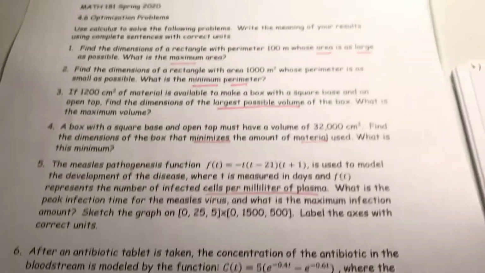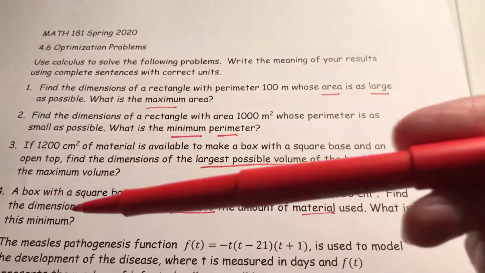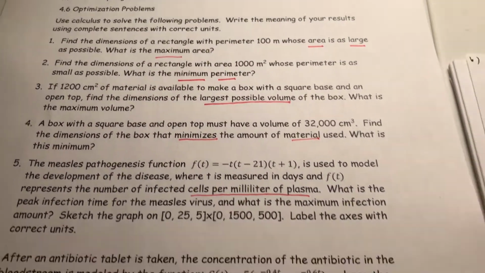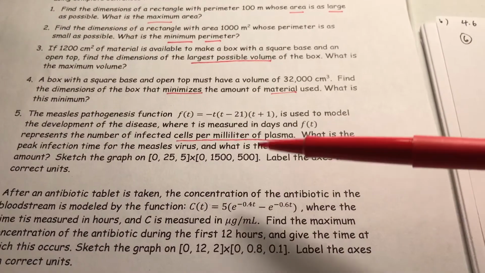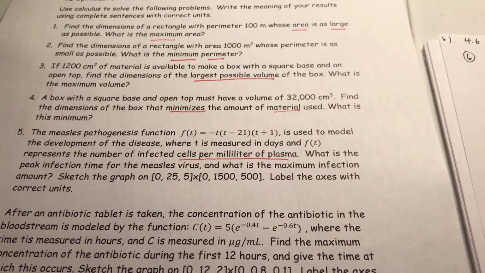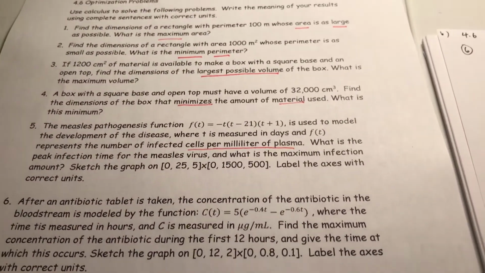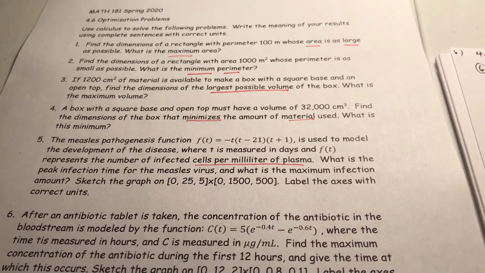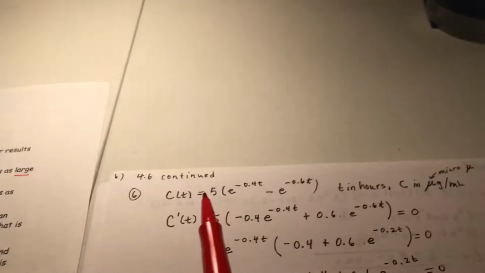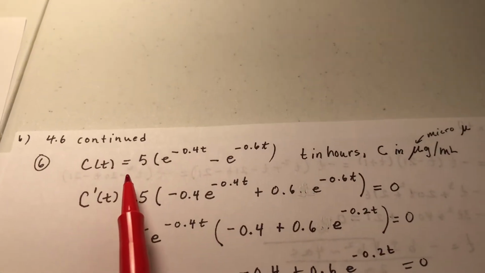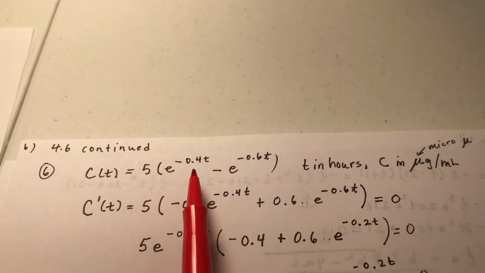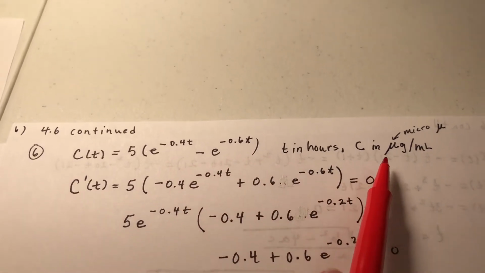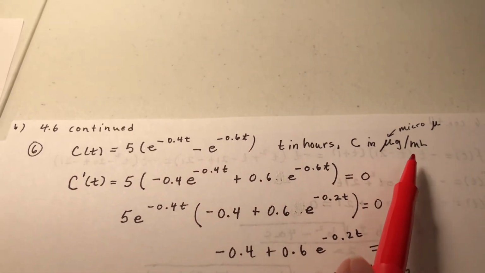So in the first problems up here, 1 through 4, we always had that primary equation and the secondary equation, but in these last two, we were given the functions, and we were asked to find the maximum. So we're trying to find the maximum concentration, and there's our function. C of t is equal to 5(e^(-0.4t) - e^(-0.6t)). T is in hours, c is in micrograms per milliliter.